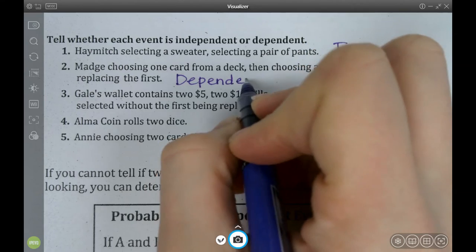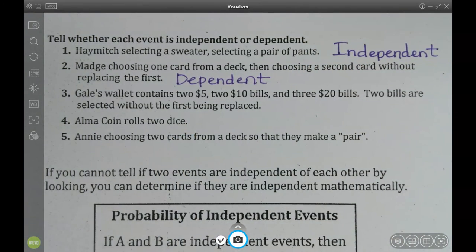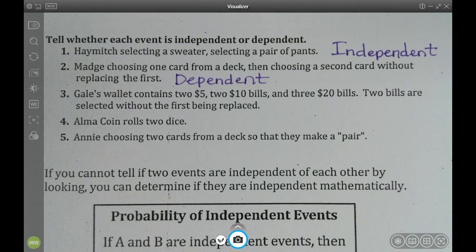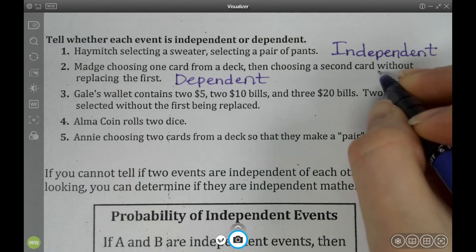It's like the third or fourth movie. Book. Second or third book. I don't remember. Is that the second book? Yeah, it's the second book. Okay. What makes you think that it's dependent? Yep, without replacing.